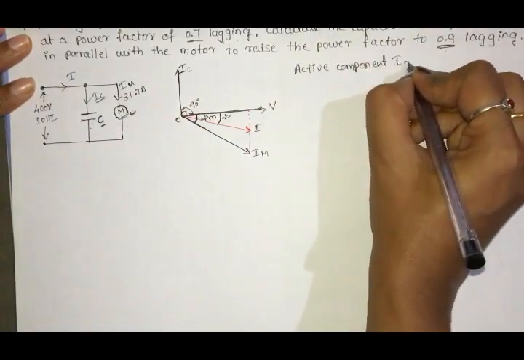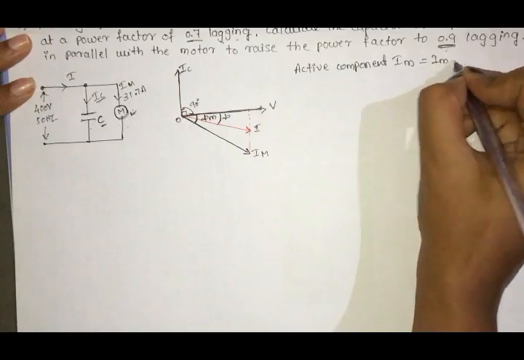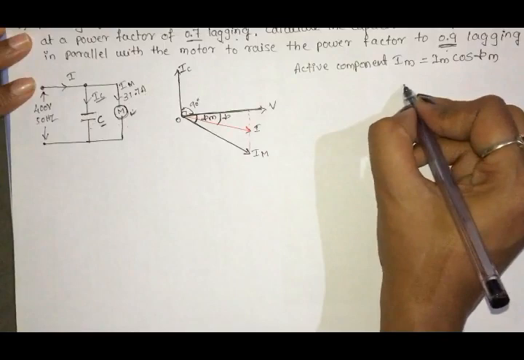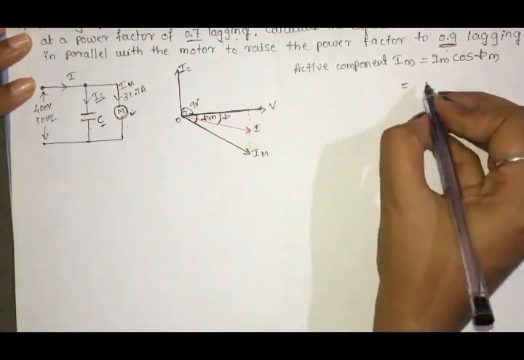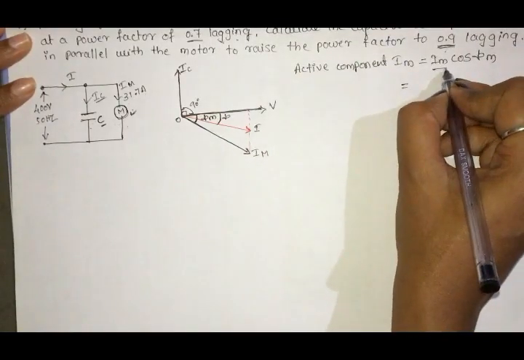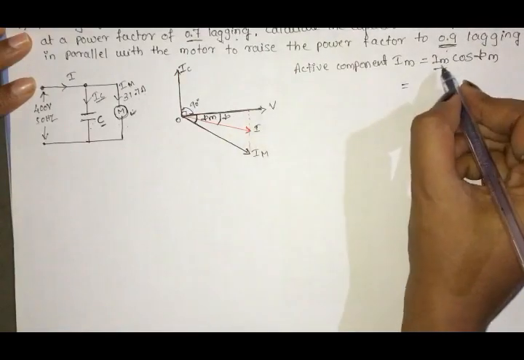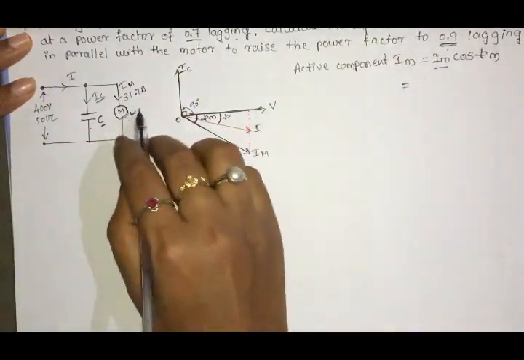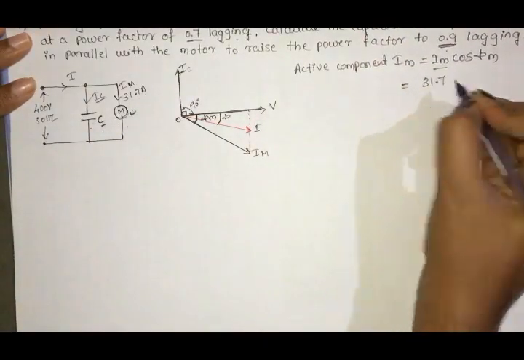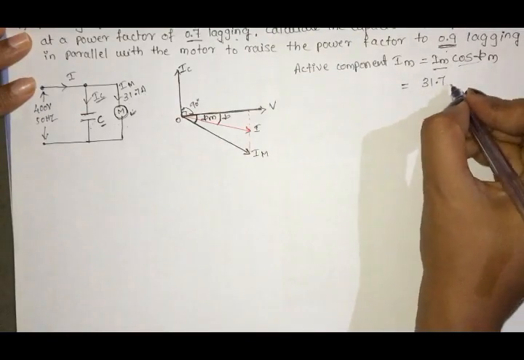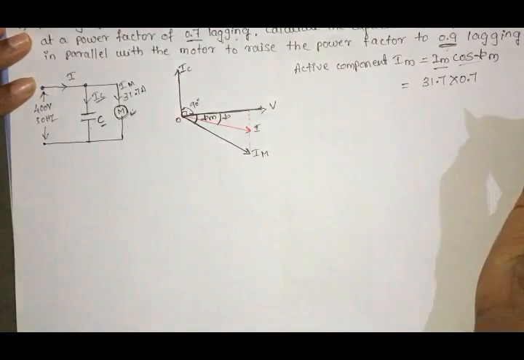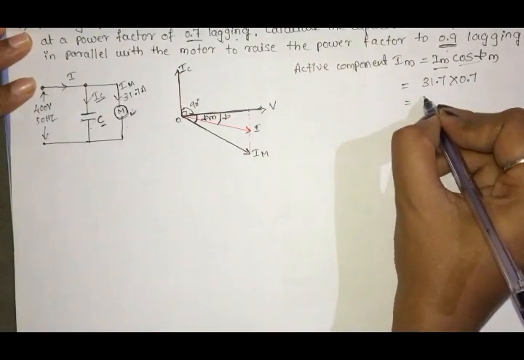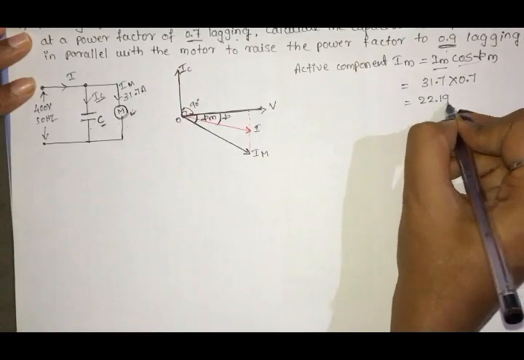The formula is IM is equal to IM cos phi m. So we know this formula. Next, IM is given, correct? How much is IM? IM is 31.7 and cos phi m is 0.7. So how much do we get? If you multiply 31.7 into 0.7, 22.19 amperes.